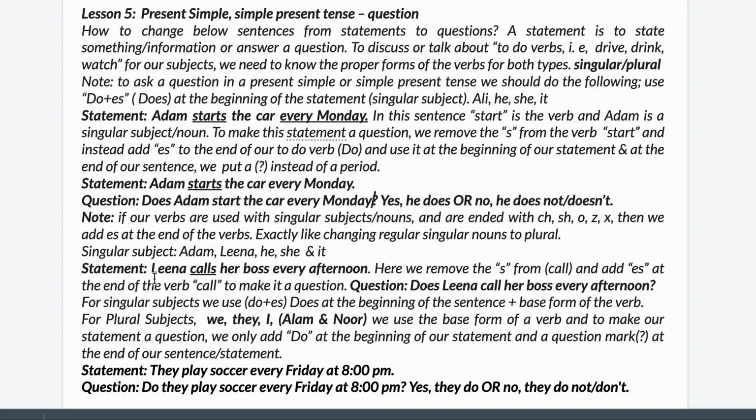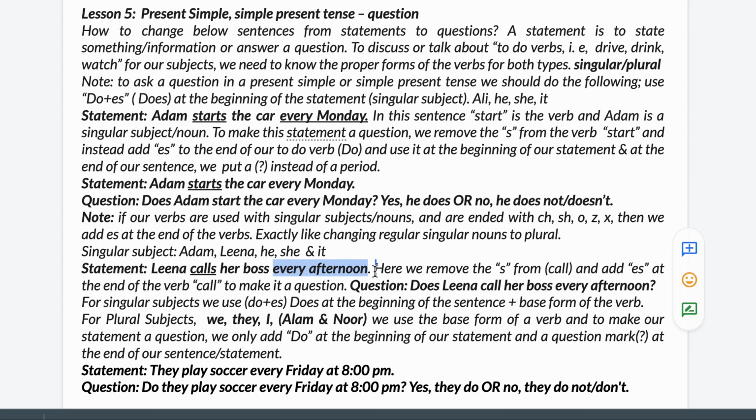So, another statement. Lena calls her boss every afternoon. First of all, we have to know that Lena is a singular person. She, Lena, third person singular, and then calls is a verb that shows an action. She makes phone calls. To who? To her boss. And when? Every afternoon. So here we remove the s from calls and add es at the end of the verb call to make it a question.